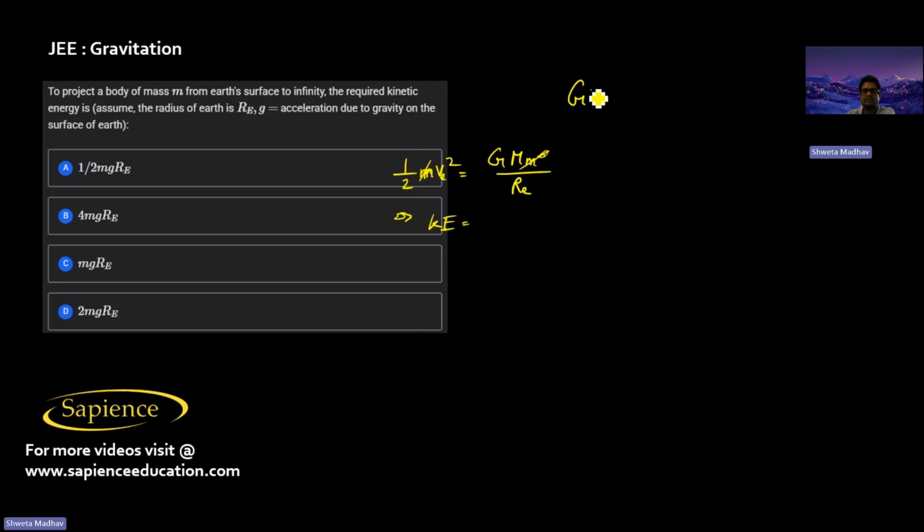We know that G M is equal to g R e square. So g R e square into m by R e. So that is m g into R e. So m g R e is the required kinetic energy. So option C is the correct answer.